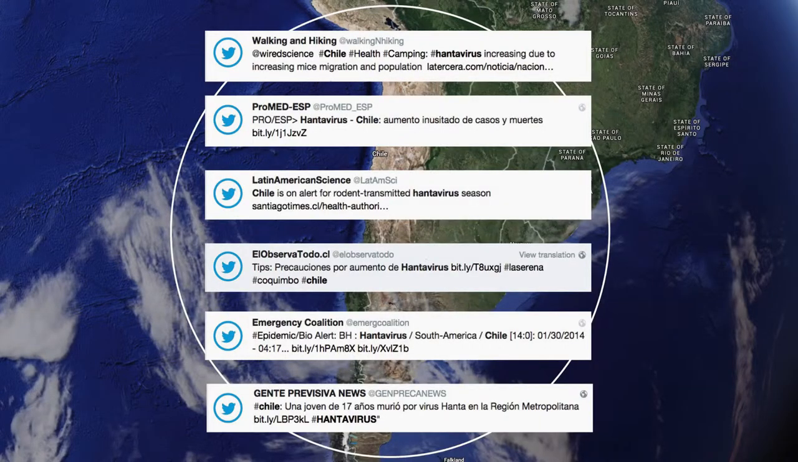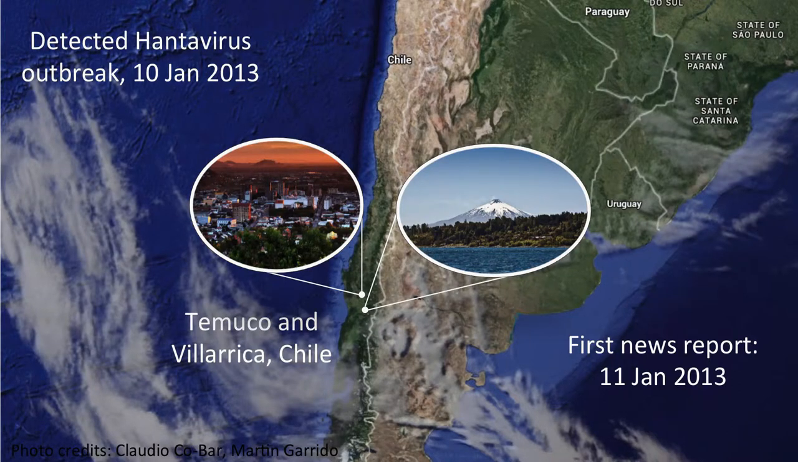We do this by detecting anomalous clusters of activity throughout the entire Twitter network, such as a set of keywords, hashtags, tweets, locations, and users that are collectively anomalous. Now, this is a challenging task because of the scale and complexity of the Twitter network. However, we've been able to accurately pinpoint the affected towns and cities in the very early stages of an outbreak, such as this one we detected in the city of Temuco and the popular tourist destination Villarrica.